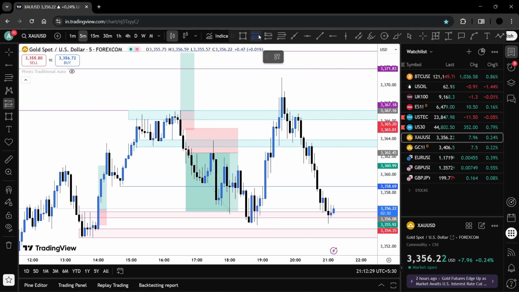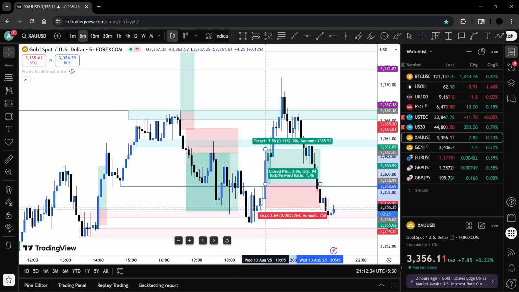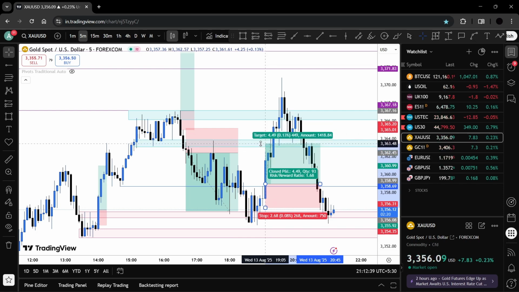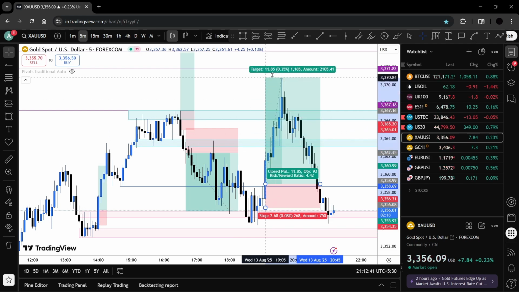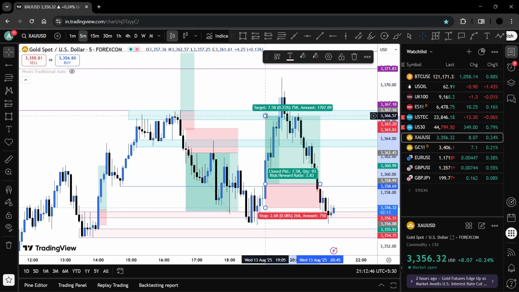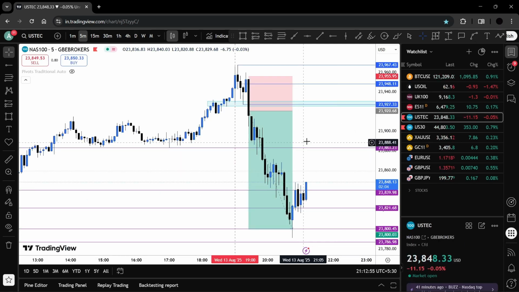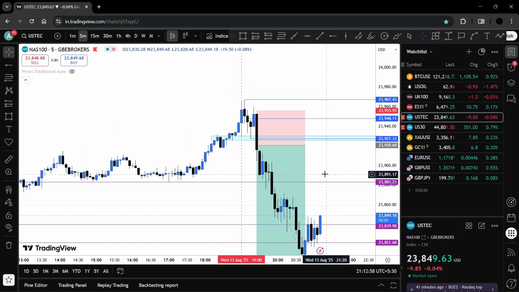At 7:30, just after New York open, gold did give an entry to us too. Like over here, target 1 would have been this, target 2, and target 3. Target 3 was never hit, but yeah, those would have been nice trades. But as I said, I am really focusing on indices in the New York session. So yeah, that's it for today.